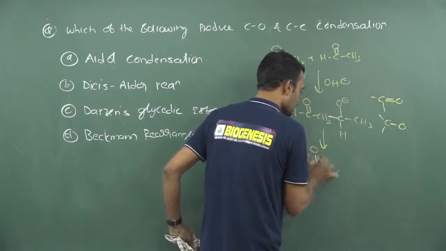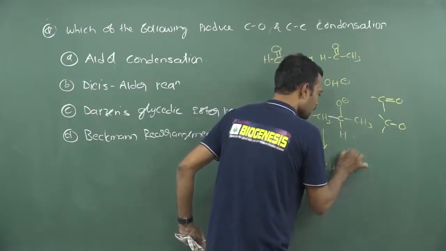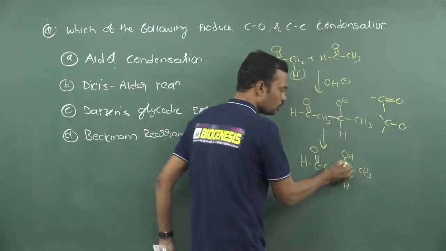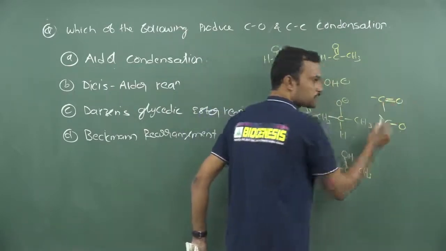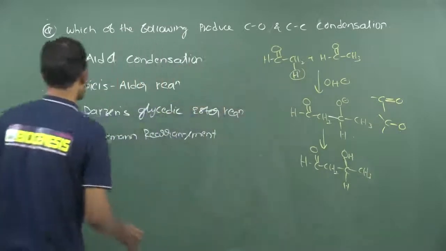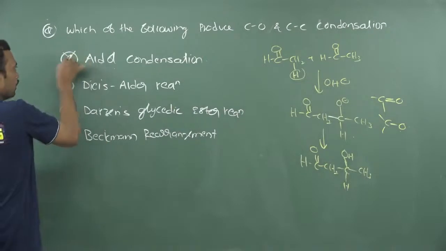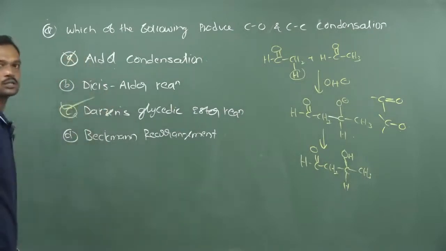After influencing this, what happens? See here, you may get an alcohol here. This is not a new bond here. There is no new bond between carbon and oxygen. Already the old bond is present. So that's why aldol is wrong. Finally, the predicted answer is Darzens glycidic. Already in the mechanism I have given.